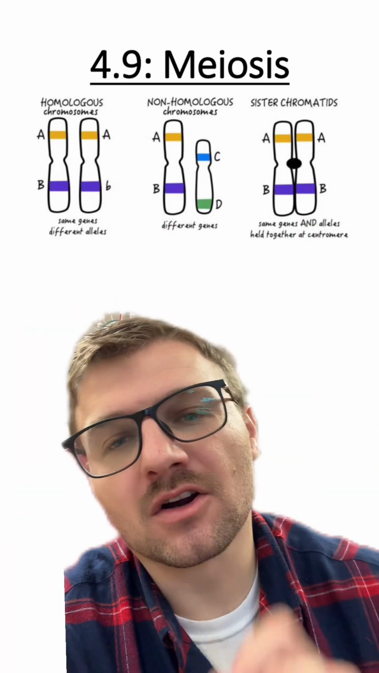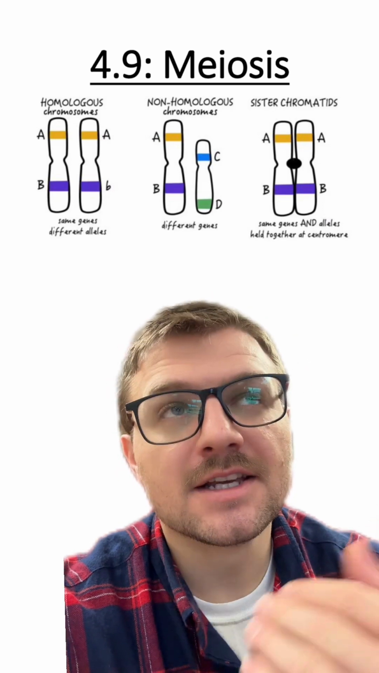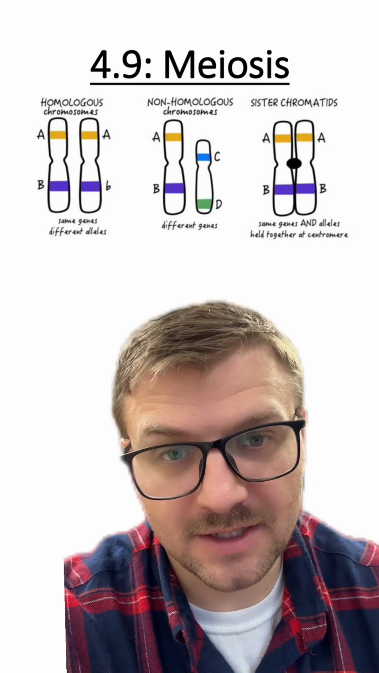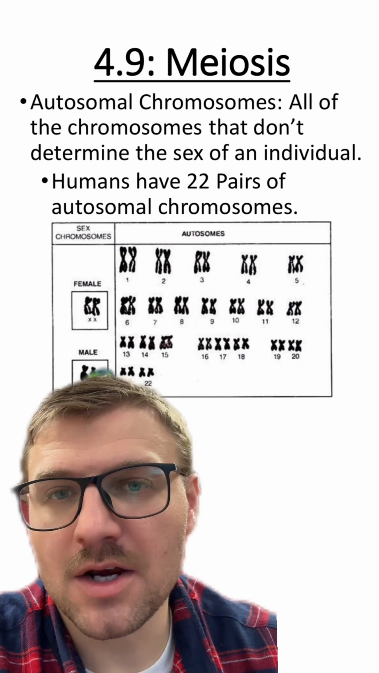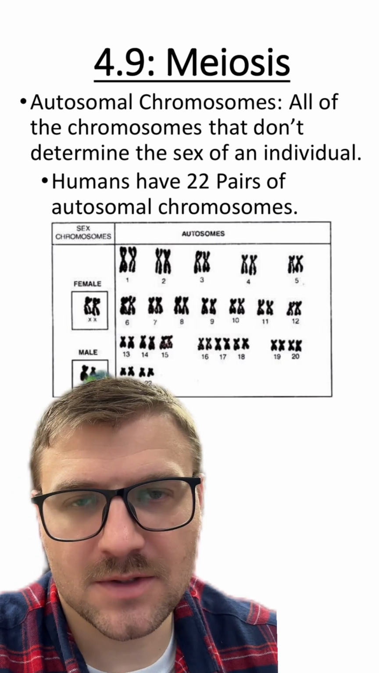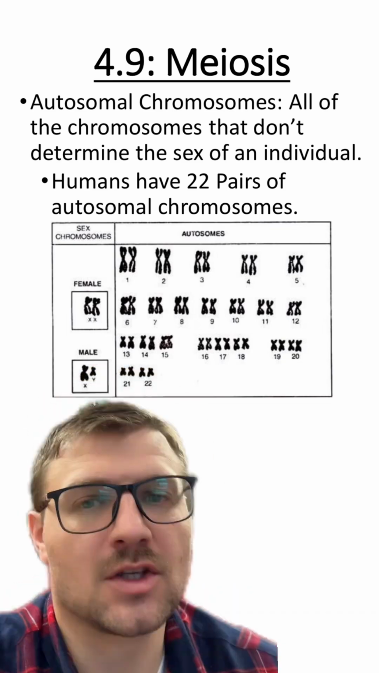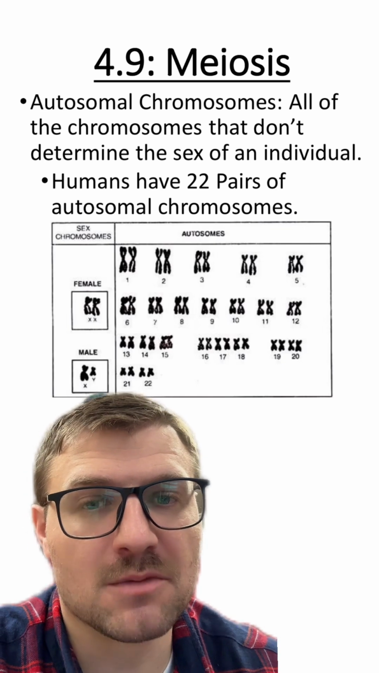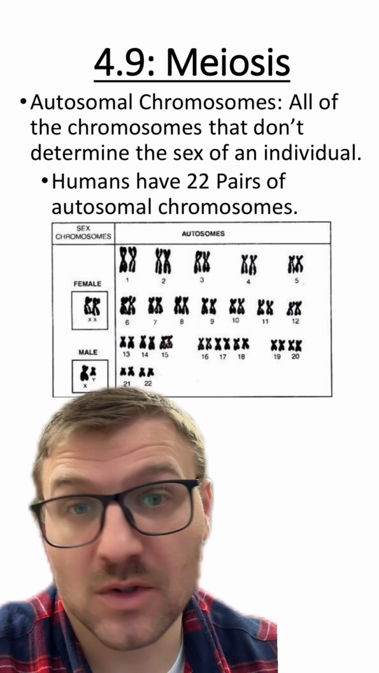Sister chromatids are going to be attached at the centromere and have the same exact alleles, since they are replicated chromatids. Lastly, when we talk about homologous pairs of chromosomes, we should know about things called autosomal chromosomes and sex chromosomes. Autosomal chromosomes are chromosomes that don't obviously determine the sex of an individual. Humans have 22 pairs of these autosomal chromosomes, but each species might have a different number of autosomal chromosomes.